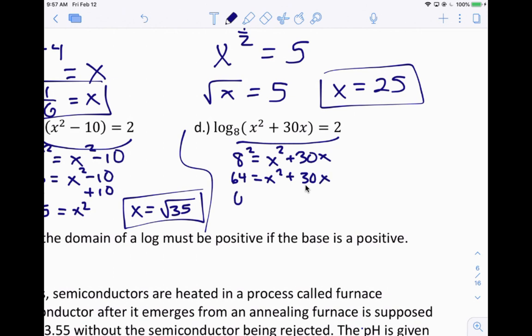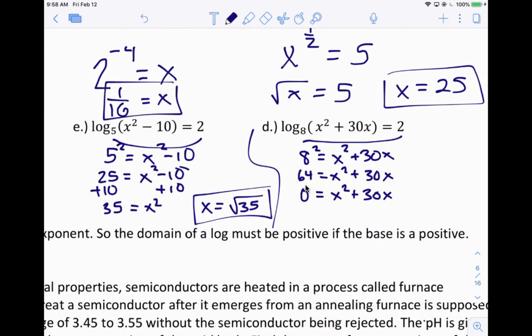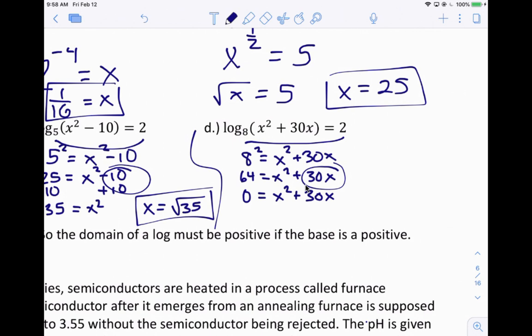Now, all those panic moments about factoring and whatnot. 64 is still not 0, so let's move it to the other side. Why on earth would I not try to move things toward the 64? Compare it to the last problem. No x there, but there's a single x here. So I've got to put things together so I can factor them. What multiplies to 64 and adds to 30?